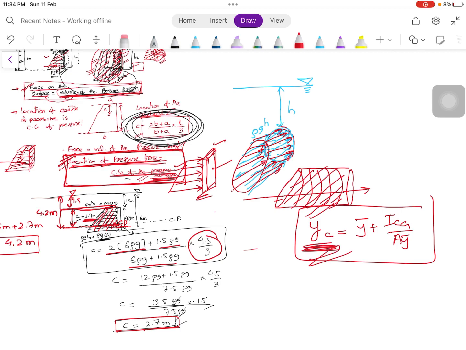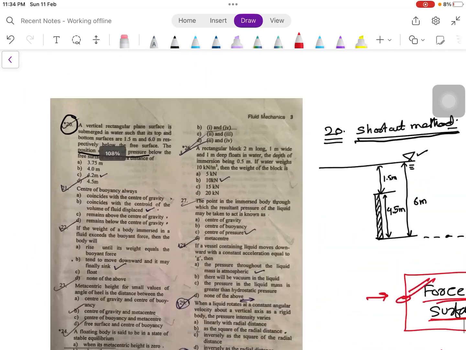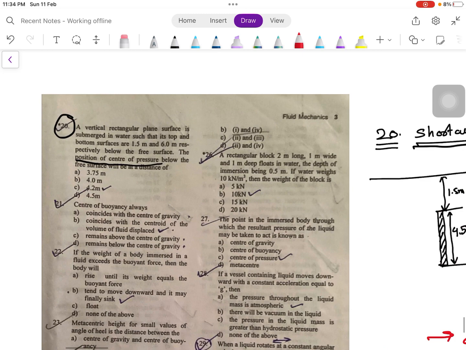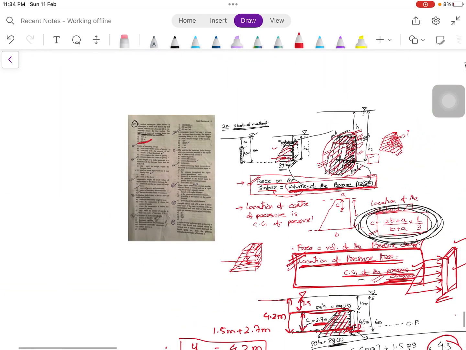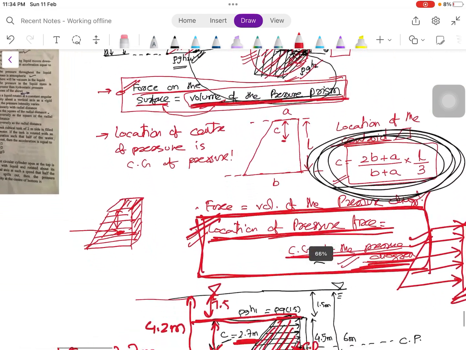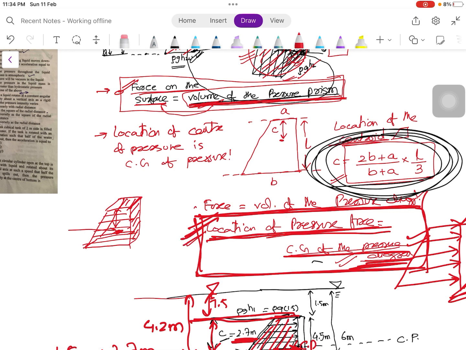All right, so the right option to this question is option C, which we had already found out earlier in the previous video, but in this video we have discussed how we can use a shortcut method to find out the location of the center of pressure.